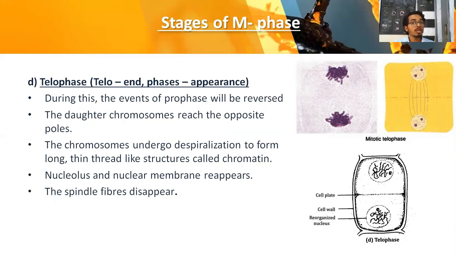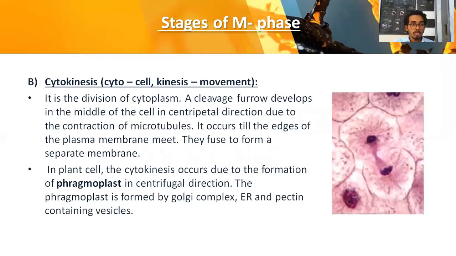Now it has completed karyokinesis, and it will be entering the cytokinesis step. Cytokinesis refers to cell movement: cyto refers to cell, kinesis means movement. The cytokinesis in plants and animals is different. This is an image of the animal cell. In the animal cell, it is a division of cytoplasm. A cleavage furrow develops in the middle of the cell in a centripetal direction, due to the constriction of microtubules.